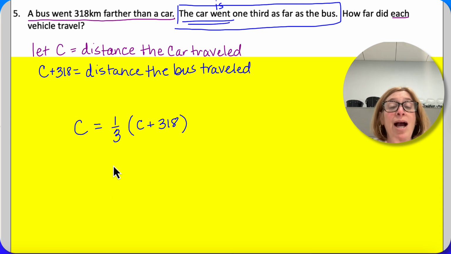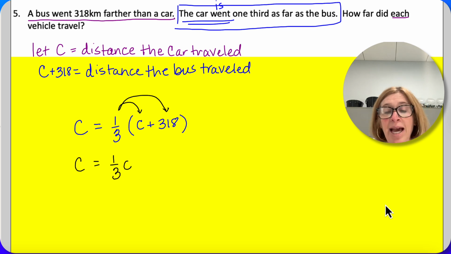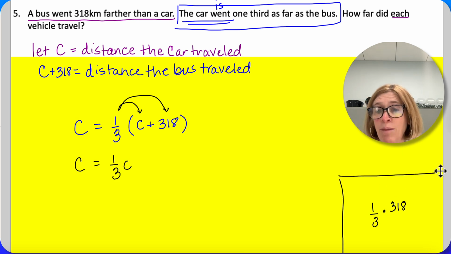Now, remember, I said if you have parentheses on each side of the equation, you do want to distribute first. Distribute just means multiply, so I'm going to multiply my 1/3 through the parentheses. So that gives me C equals, well, 1/3 times C is 1/3 C. And then 1/3 times 318 is 318 divided by 3. So I'm going to go off to the side to that math box and do the work over here. So I've got 3 into 318.